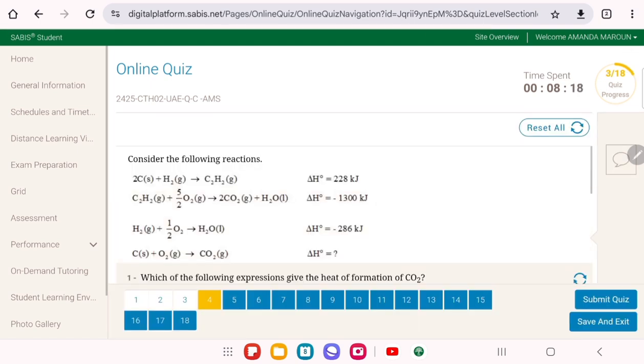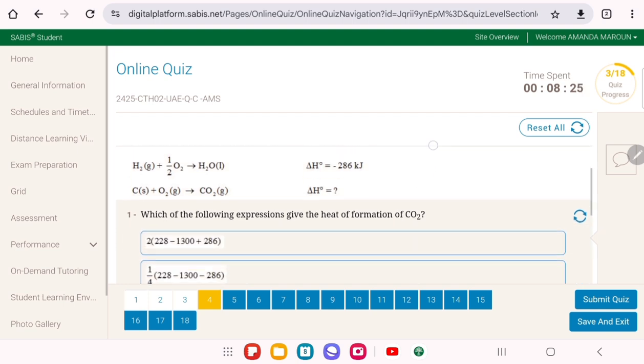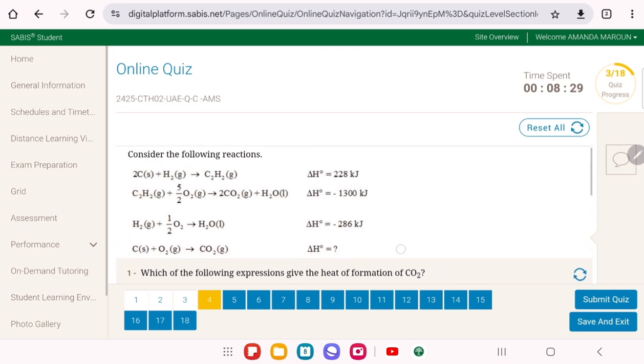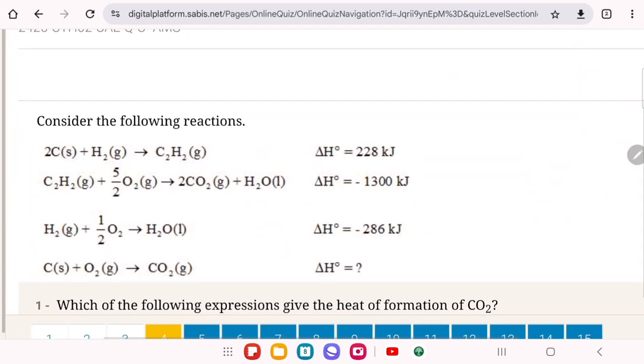Question number 4. Consider the following reactions. Which of the following expressions gives the heat of formation of CO2? Now this is something derived from Hess's law. We will reach Hess's law somewhere in the quiz, but for now, look how we solve this.